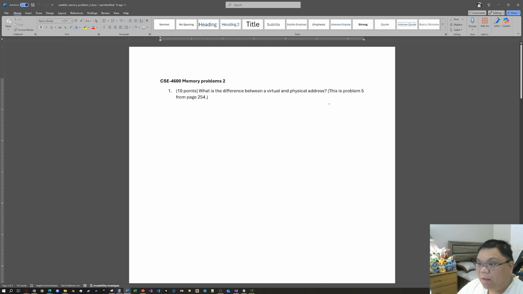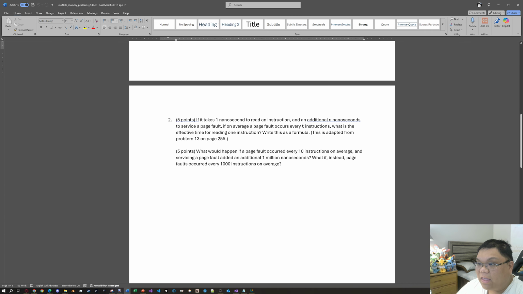So, the memory problems are as follows. This is your second set of memory problems. Problem 1. What's the difference between a virtual address and a physical address? Number 2. If it takes 1 nanosecond to read an instruction and an additional n nanoseconds to service a page fault, if on average a page fault occurs every k instructions, what is the effective time of reading 1 instruction? Write this out as a formula.